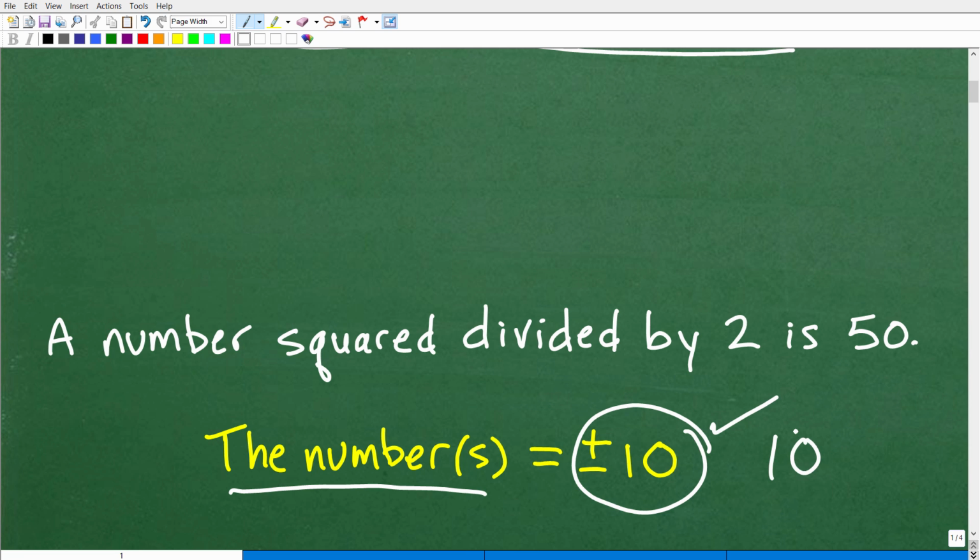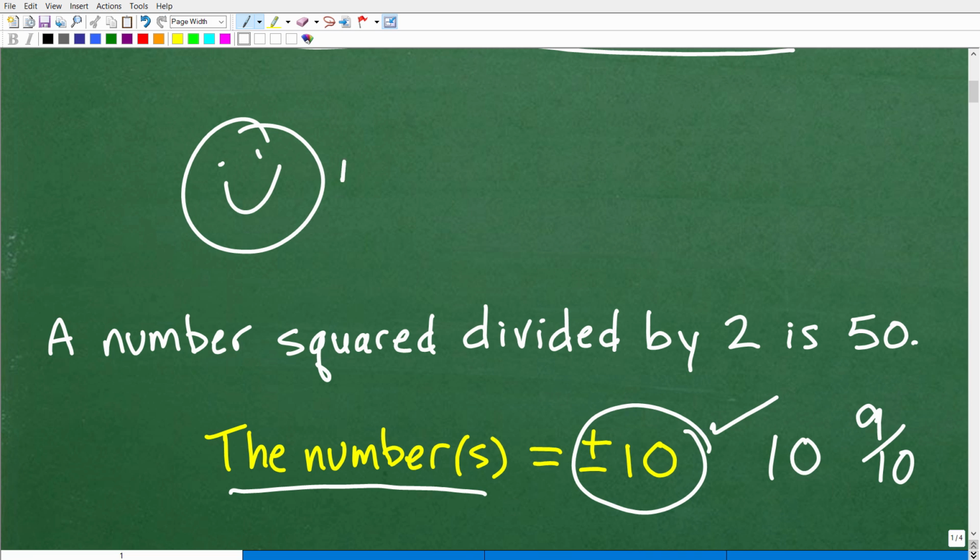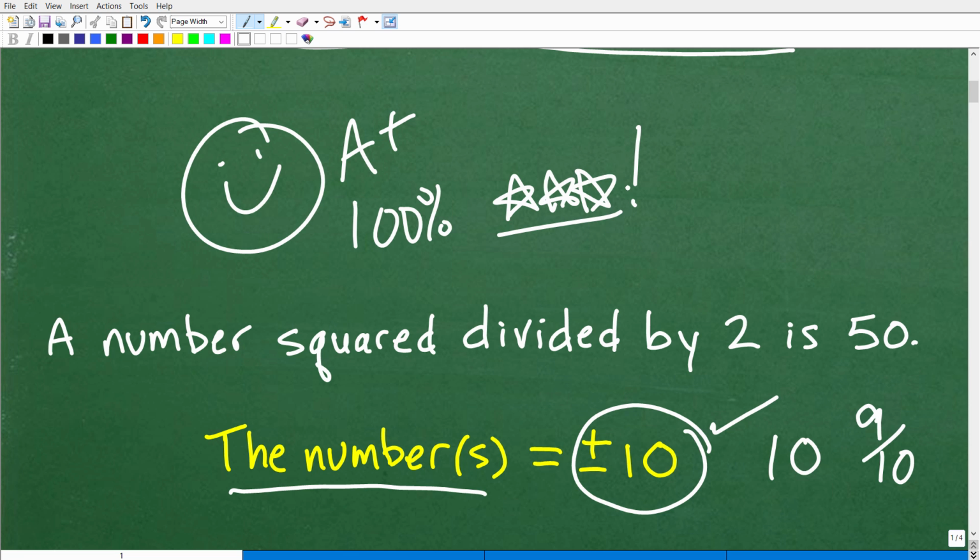Now, if you answered 10, I would say, okay, if this was, let's say, a 10-point question, I would probably give you 9 out of 10 because I'm kind of a nice guy, maybe sometimes too nice when it comes to grading. But you need that other answer, that negative 10 as well, and I'll show you exactly why. But if you got both 10 and negative 10, well, let me give you a nice little happy face with an A plus, a 100%. Matter of fact, I'm going to give you a few stars so you can have an extra special day.